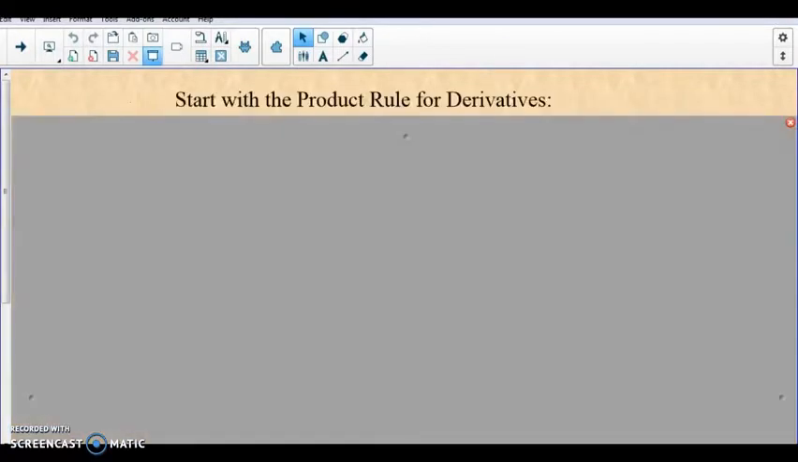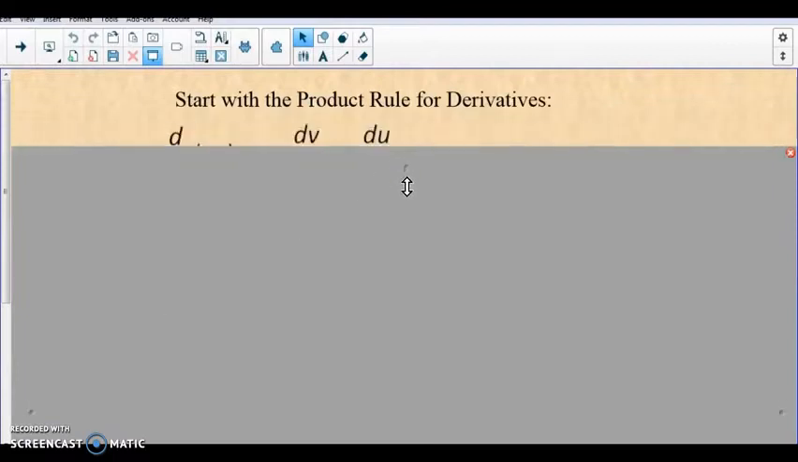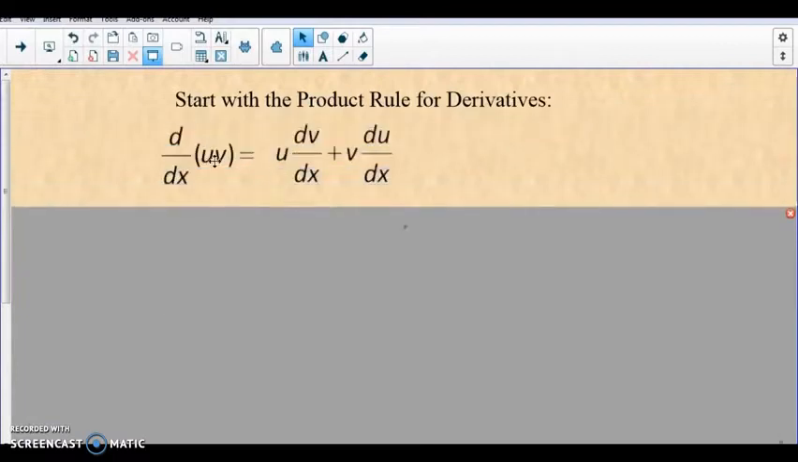So I'm actually going to derive the formula for you quickly so you can see where it came from. The first thing you need to do is start with the product rule for derivatives. You're taking the derivative of two things multiplied together with respect to x. So the derivative of u times v would be u times dv dx plus v times du dx, or first times the derivative of the second plus the second times the derivative of the first.